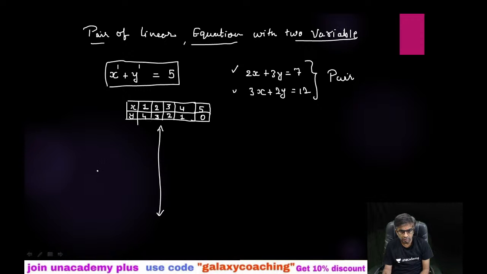Okay, so we were getting one straight line from all these coordinates. Okay, so here also we will get one straight line with one equation. So total how many straight lines will we get here guys? Total how many straight lines will we get here with these two equations, or with this pair of linear equation?